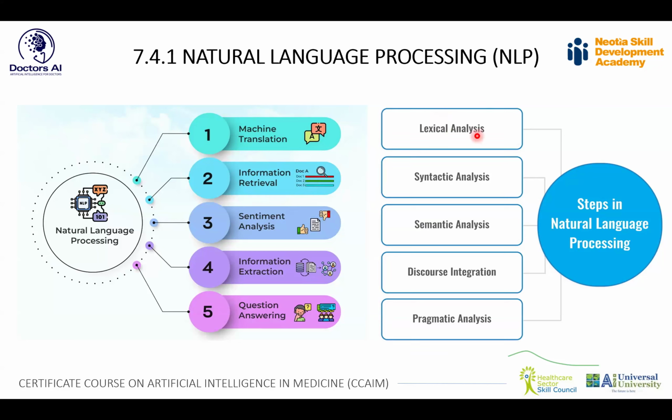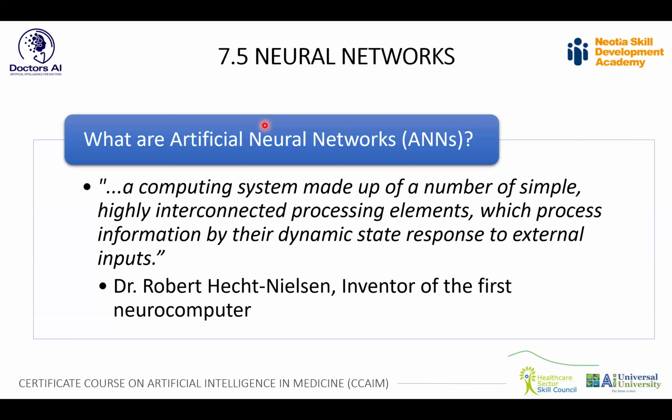So you have lexical analysis, syntax or syntactic analysis, semantics or semantic analysis, and pragmatic analysis, and predominantly it happens in these 5 stages. The machine translates, retrieves the information, analyzes the sentiment with its reasoning and intelligence, extracts the information, and then answers your question in natural language to you. So this is how natural language processing works in the system.